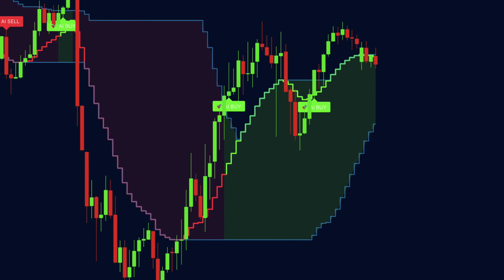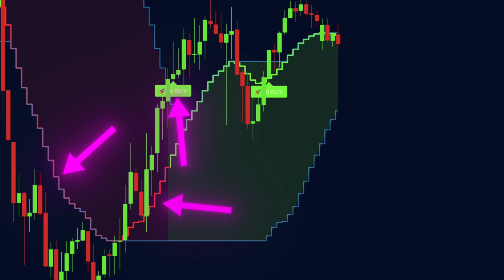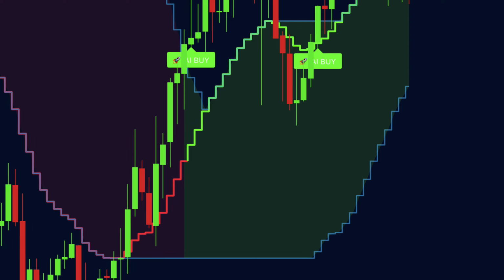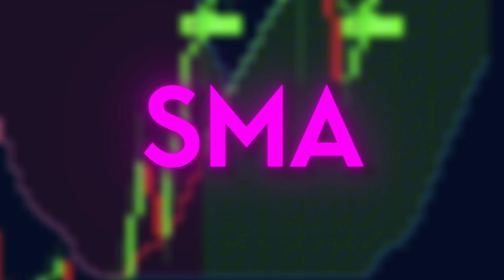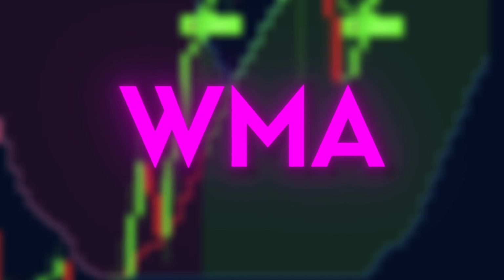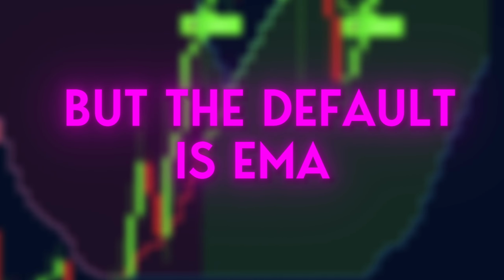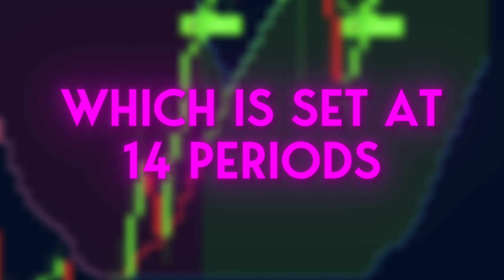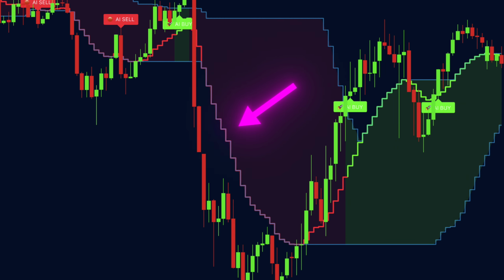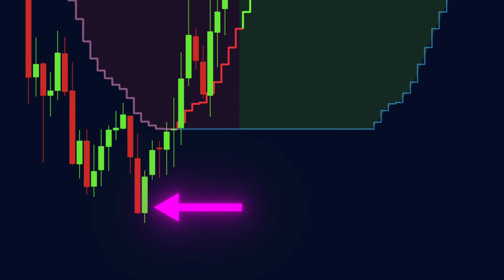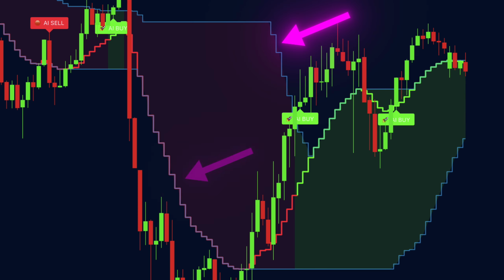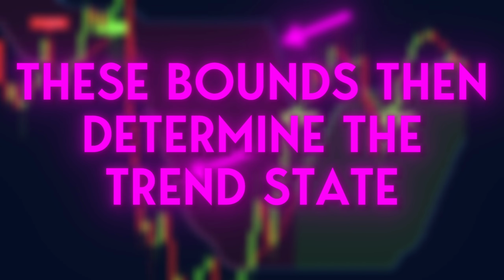On taking a closer look at this indicator, you'll see it's made up of several powerful components. First is the dynamic trend channel. At its core, there's a moving average you can choose from: SMA, EMA, or WMA, but the default is EMA, which is set at 14 periods. This MA forms the backbone of the system. The indicator then calculates the highest and lowest values of this MA over a period to create upper and lower channel bounds. These bounds then determine the trend state.